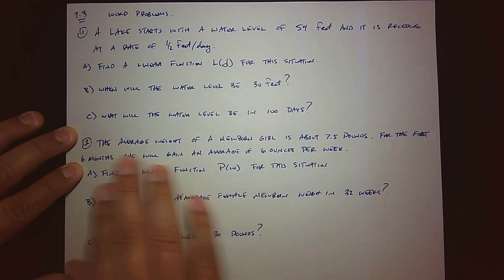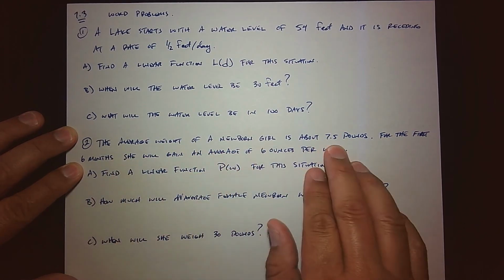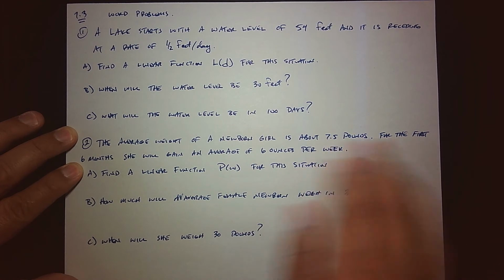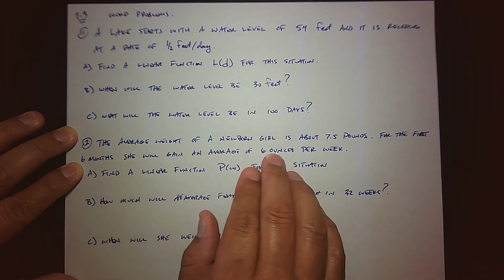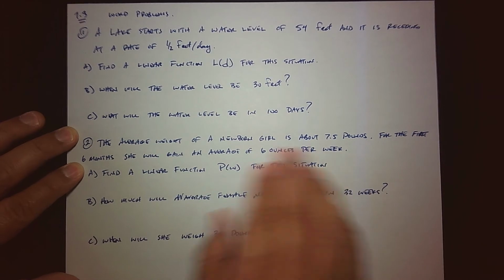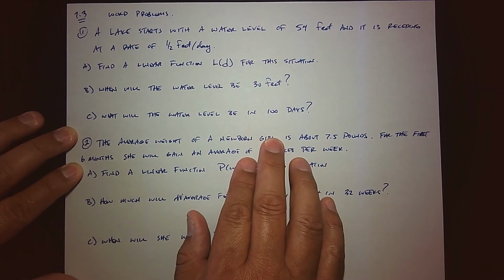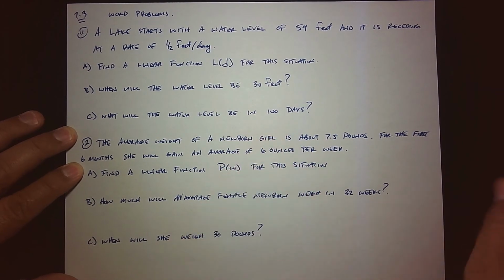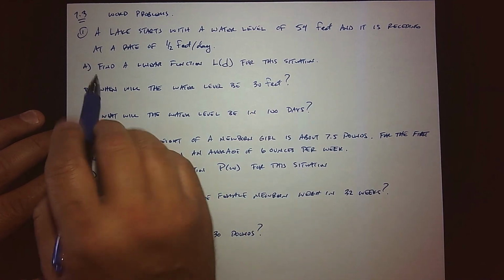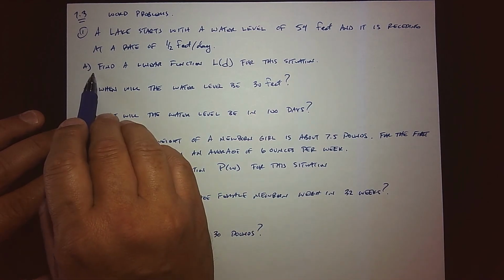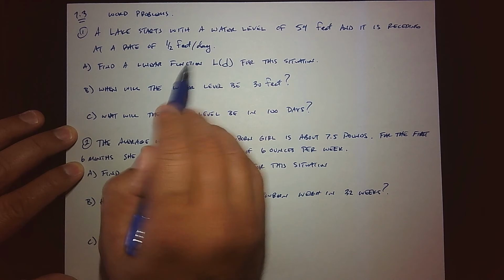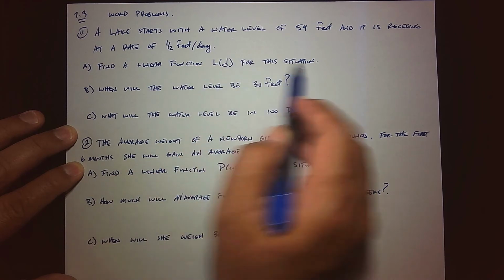Same thing down here, we have the average weight of a newborn girl is about 7.5 pounds, and for the first 6 months she will gain an average of 6 ounces per week. So again, we have some information to fit a linear function, and that's basically, let's go back and do the first one. That's my first instruction in this guy, right? We're going to find a linear function. I'm going to call it L of D for the situation.